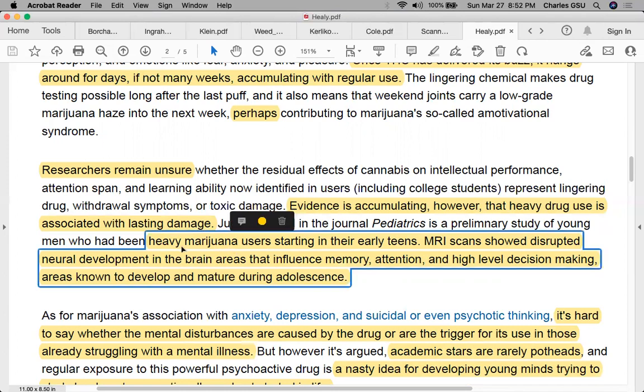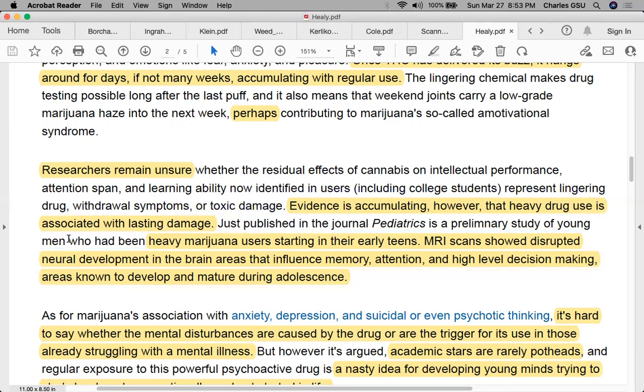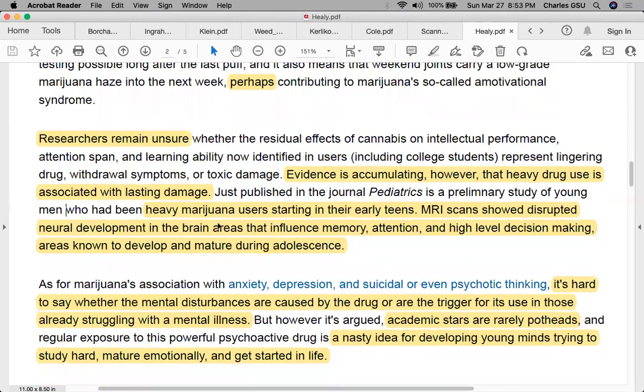She goes on to say, heavy marijuana users starting in the early teens, which she's talking about, MRI scans show disruptive neural development in the brain areas that influence memory, attention, and high-level decision-making, areas known to develop and mature during adolescence, right? This is, again, the corruption of youth and that it's a medical hazard. But again, this is for heavy marijuana users. And yes, of course, that will probably happen.